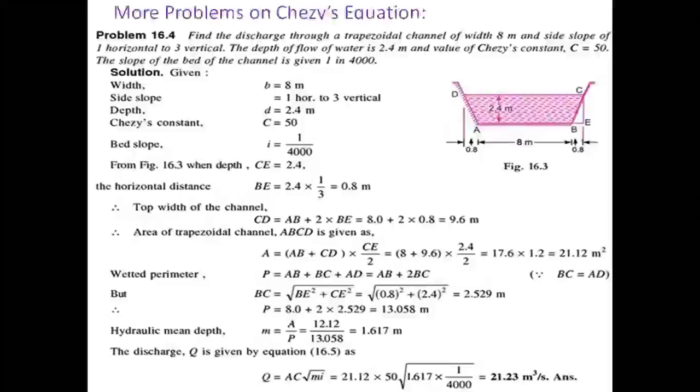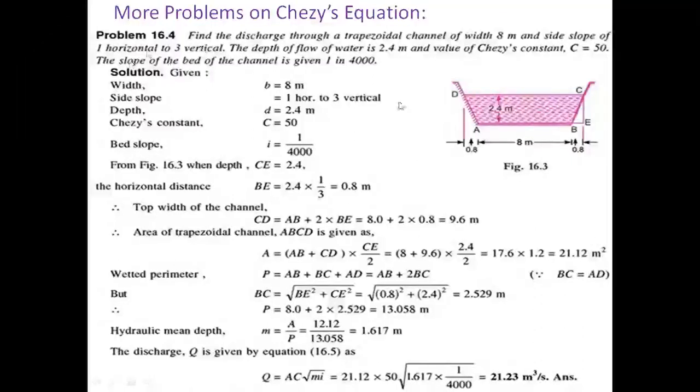Problems on the Chezy's constant in different ways. Find the discharge of the trapezoidal channel of width 8 meters and side slope of 1 horizontal to 3 vertical. The depth of the flow of water is 2.4 meters and the value of Chezy's constant is also given as 50. The slope of the bed of the channel is i, given as 1 by 4,000.